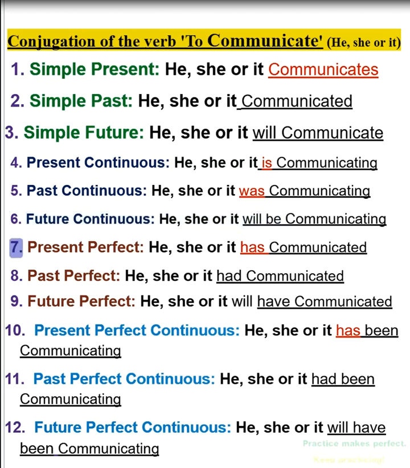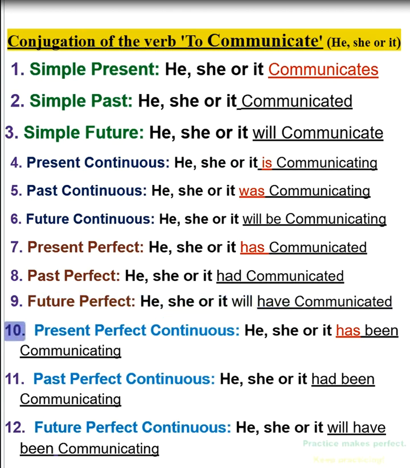7. Present perfect, he, she or it has communicated. 8. Past perfect, he, she or it had communicated. 9. Future perfect, he, she or it will have communicated.